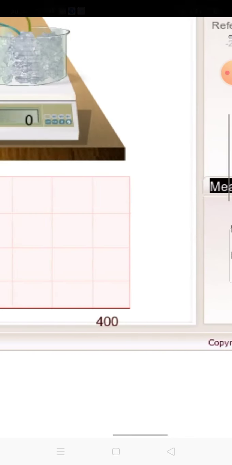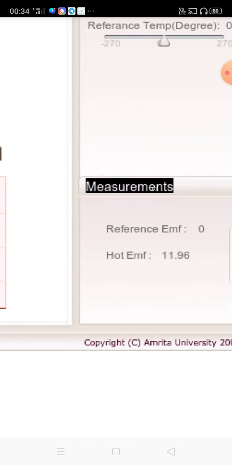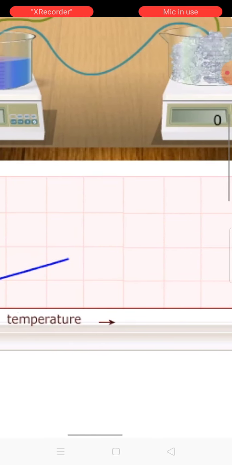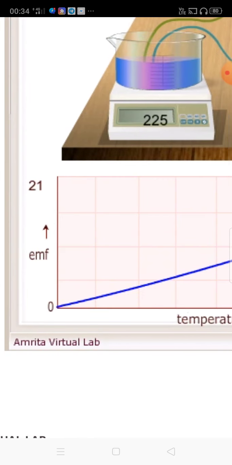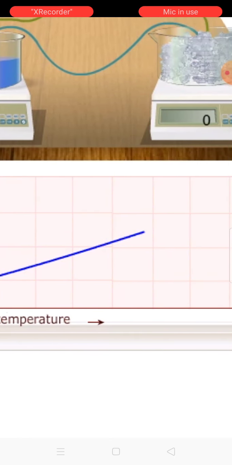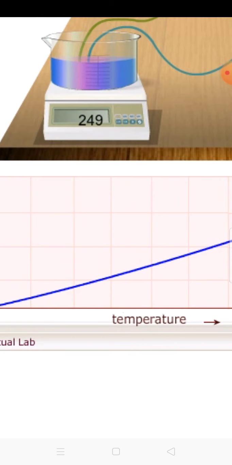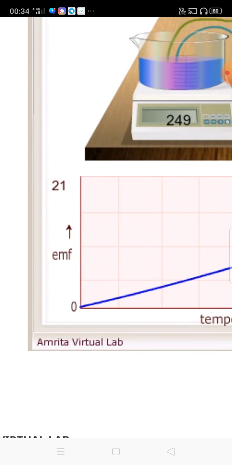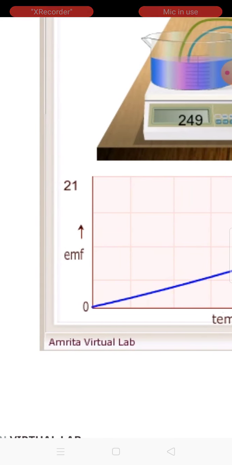double click will always do, you will see there is no graph because it has not started. Now you will see the change, it has already started changing. Here the graph is increasing, the graph is moving, and the cold junction temperature is the same. Now it is coming to 249, and here the graph has EMF along the y-axis and temperature along the x-axis, but you should write degree centigrade and EMF in millivolt.